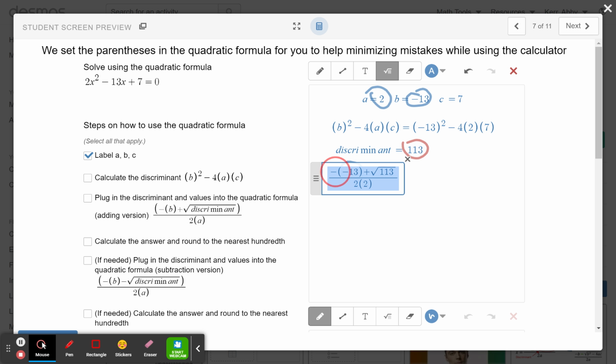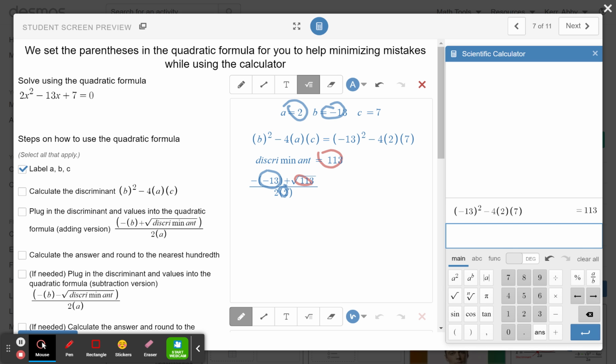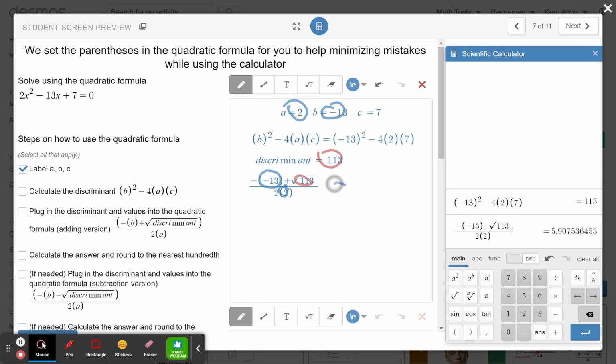Now I'm going to copy and paste that whole thing, and I'm going to get one of our solutions. One of the solutions is 5.91.